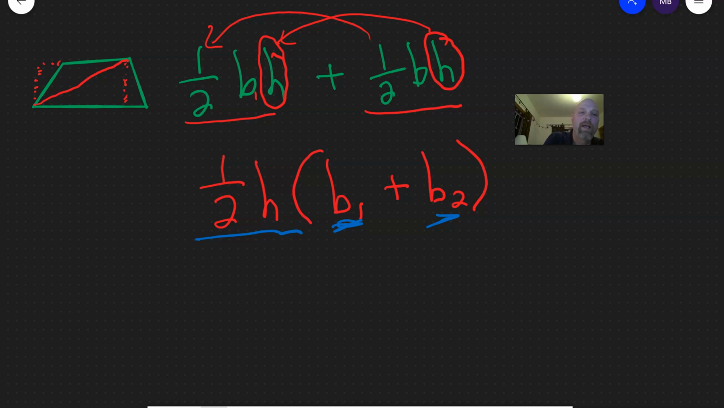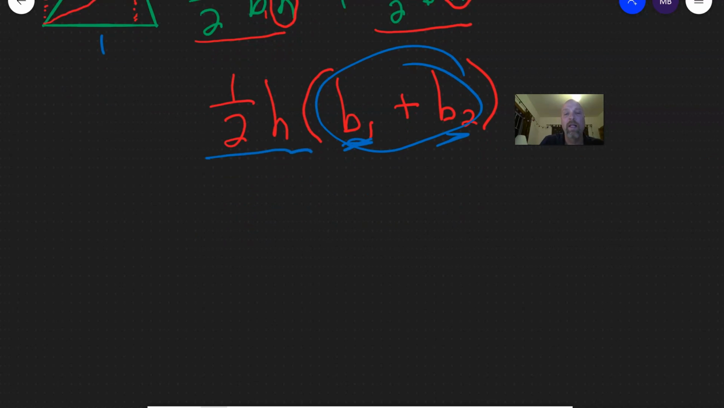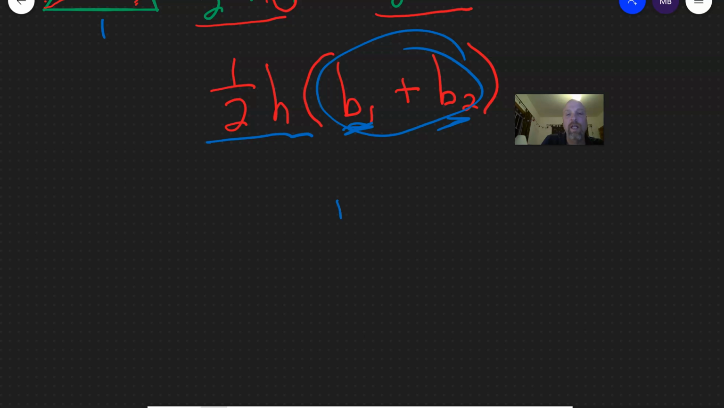I add this base right here. Let's call this 1, and that's 2. So all I got to do is add the bases together, multiply by half the height, or multiply by the height and then a half. It doesn't matter because we know about the commutative property of multiplication. So this becomes really easy. That's our formula. We just need 1/2 height times base 1 plus base 2.